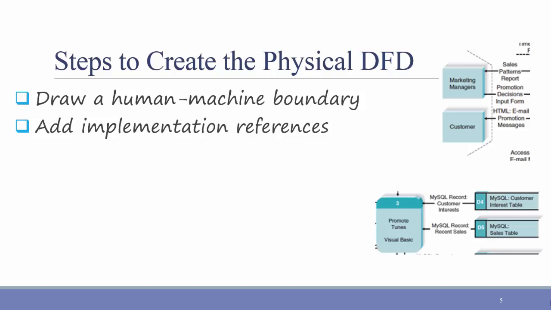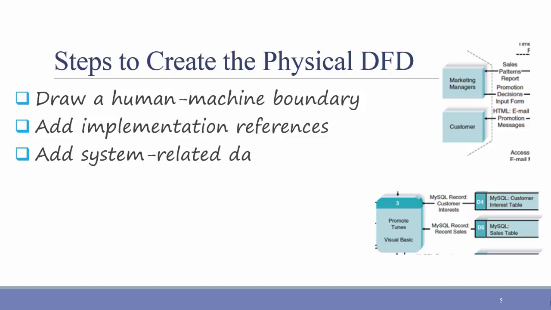You can see in the example here that process 3, promote tunes, will be programmed using Visual Basic, so that has been added to the diagram. The data flows, customer interests, and recent sales will be stored as fields in a MySQL database, so that detail has been added here as well. And the customer interests data store and sales data store are shown here as MySQL tables.